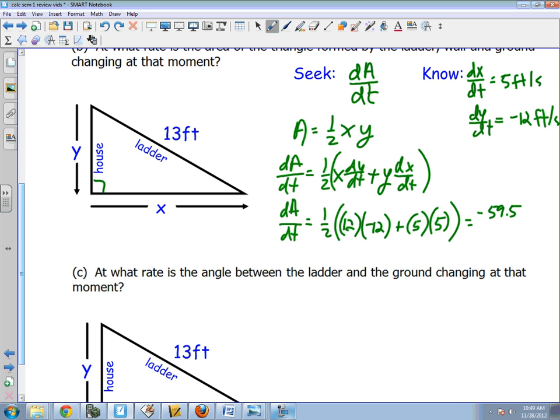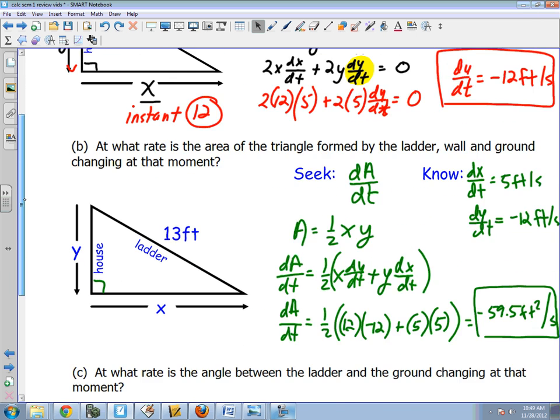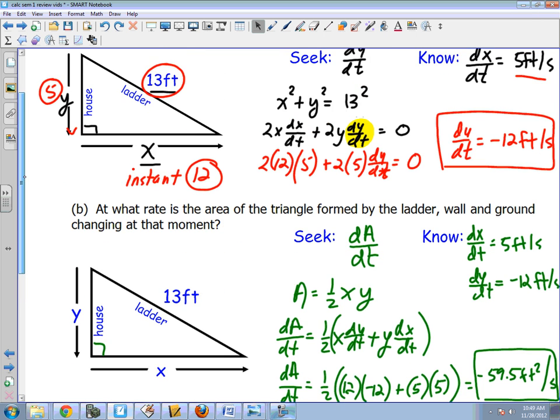And I need to come up with the correct units. So how does area change? Well, area is units squared, or in this case, feet squared. And it's still per second because everything else was happening in seconds. The unit of time is seconds. Okay, so I got two answers here, and I'm going to try to get the third.